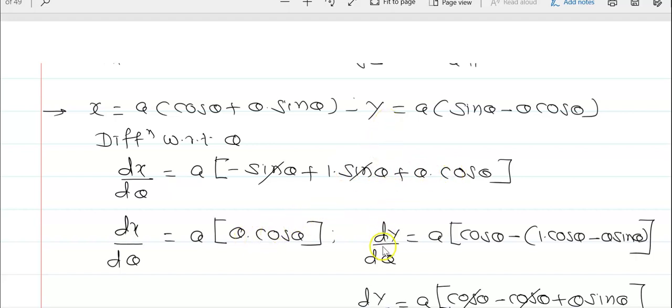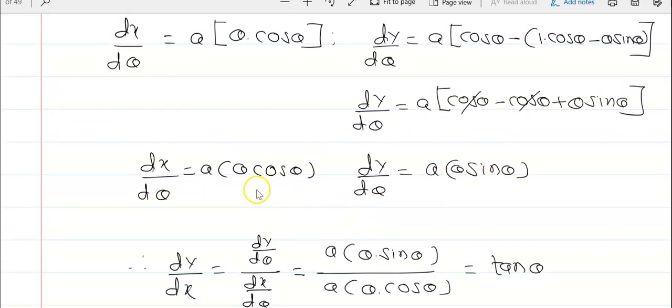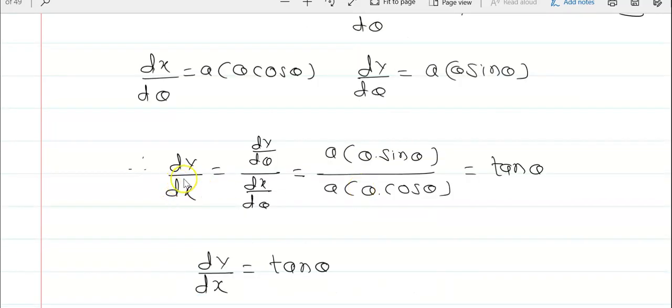What about dy by d theta? That is a times derivative of sin theta, which is cos theta, minus theta into cos theta. Derivative of theta is 1 into cos theta minus theta into sin theta. If we simplify it, then plus cos theta minus cos theta get cancelled. Therefore, dy by d theta is equal to a theta sin theta. dx upon d theta is equal to a theta cos theta. Take their ratio. That is dy by dx is equal to dy by d theta upon dx upon d theta, that is equal to tan theta.